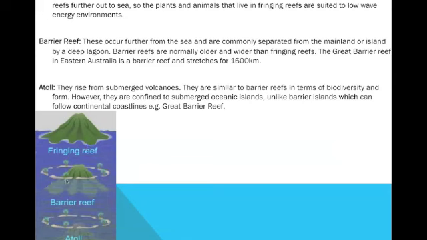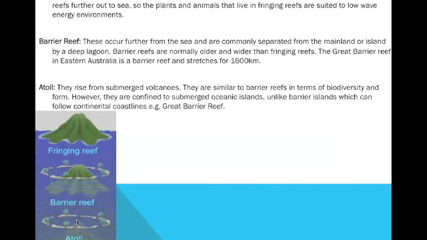These occur further from the sea and are commonly separated from the mainland or island by a deep lagoon. Barrier reefs are normally older and wider than fringing reefs. The Great Barrier Reef in eastern Australia is a barrier reef and stretches for 1,600 kilometers. So here you can see the barrier reef is a lot further away.